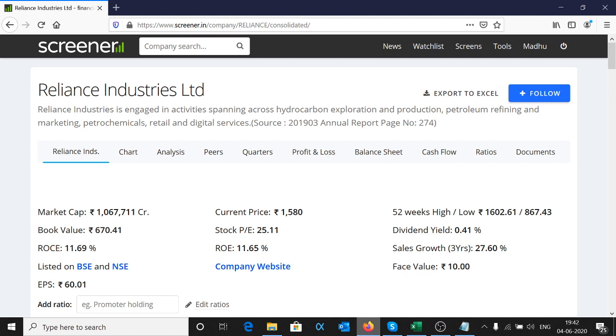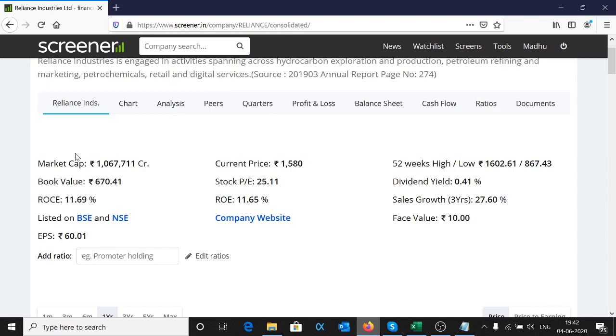Once I select Reliance Industries, you can see the parameters shown there: market cap, current price, book value, ROE, rate of earnings, EPS. But we would require some more parameters to analyze. First, you can add ratios from the add ratio column on the side. You should have the debt to equity ratio. You can see that it's already displayed now.